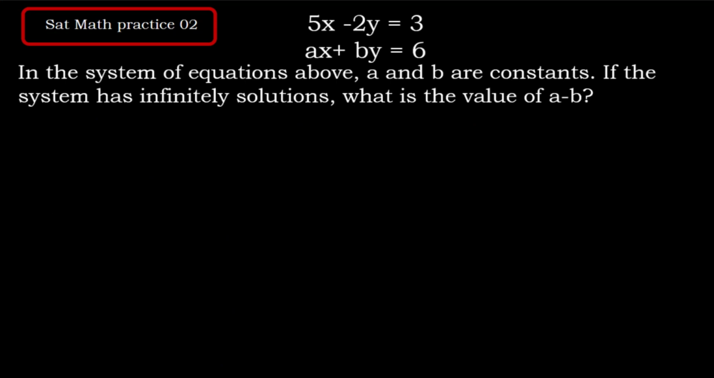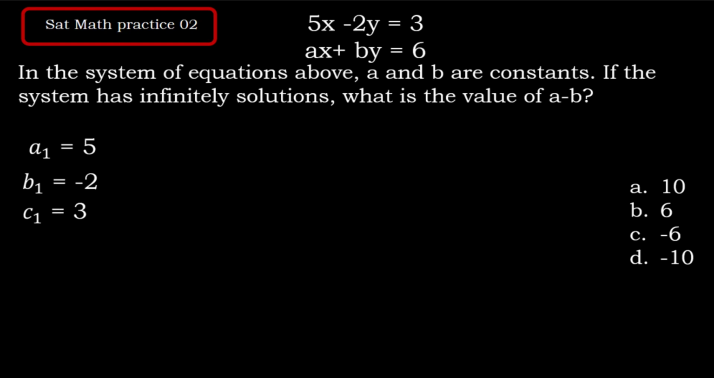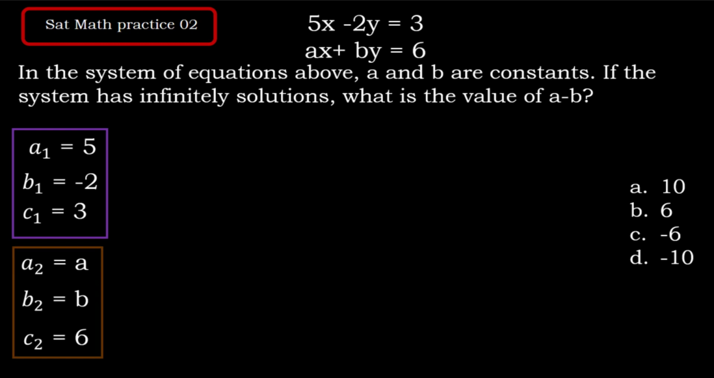Next, 5x minus 2y equals 3 and ax plus by equals 6. In the system of equations above, a and b are constants. If the system has infinitely many solutions, what is the value of a plus b? To find it, just write the coefficients of x and y for the two equations. For the first: a sub 1 equals 5, b sub 1 equals -2, and c sub 1 equals 3. For the second, a sub 2 equals a, b sub 2 equals b, and c sub 2 equals 6.